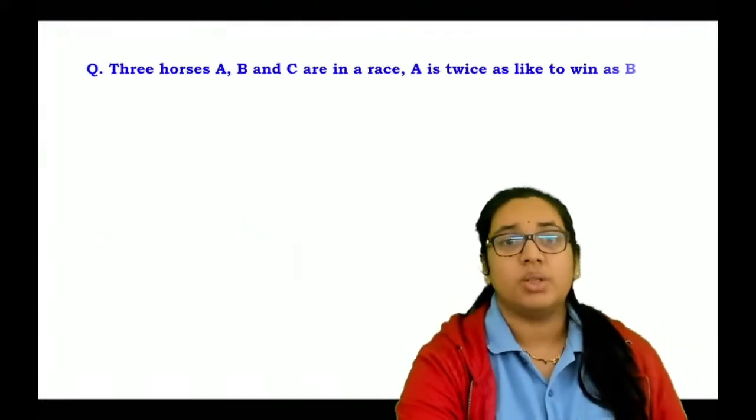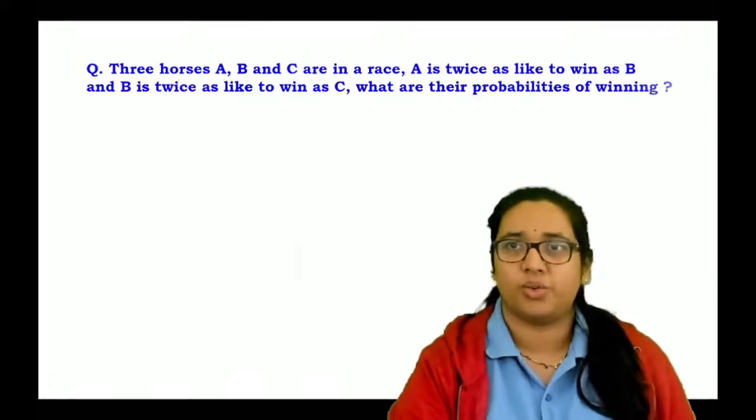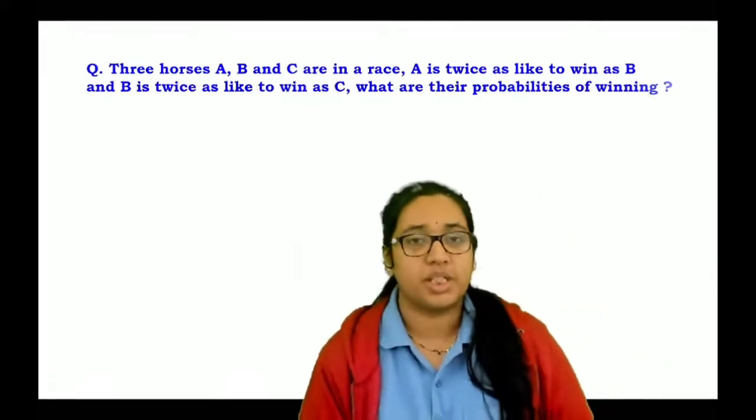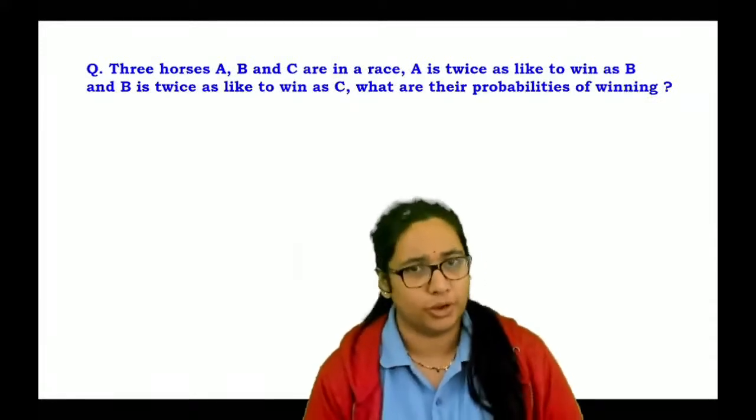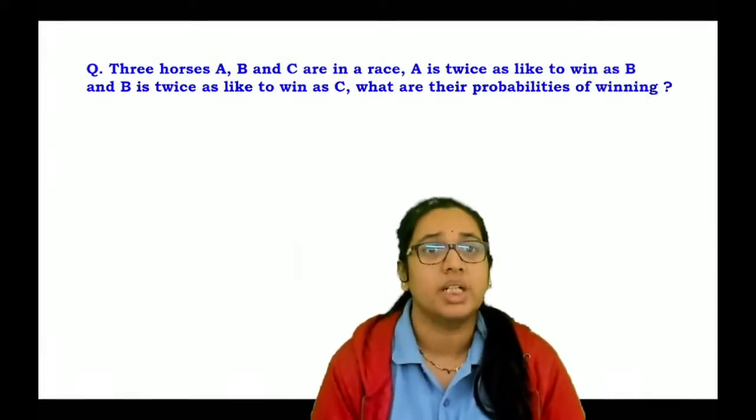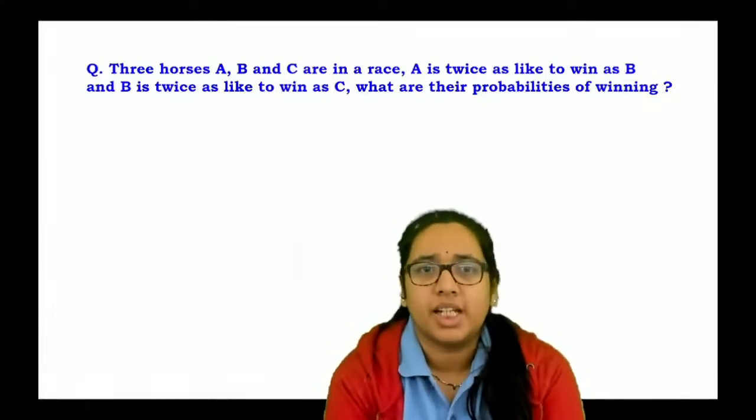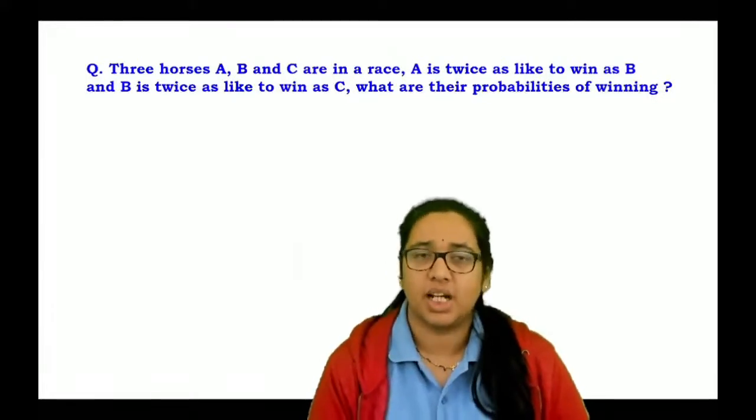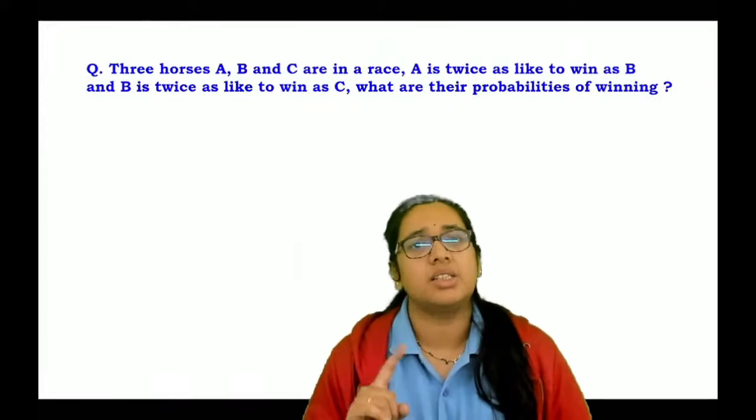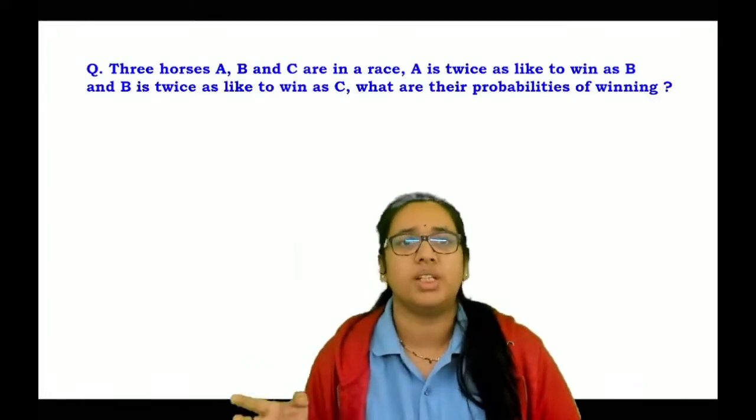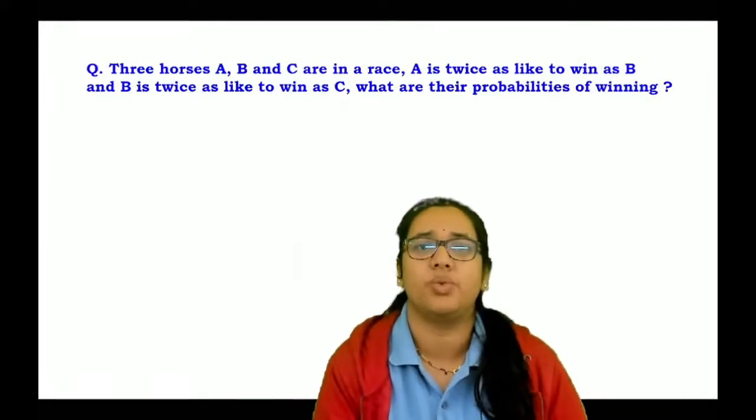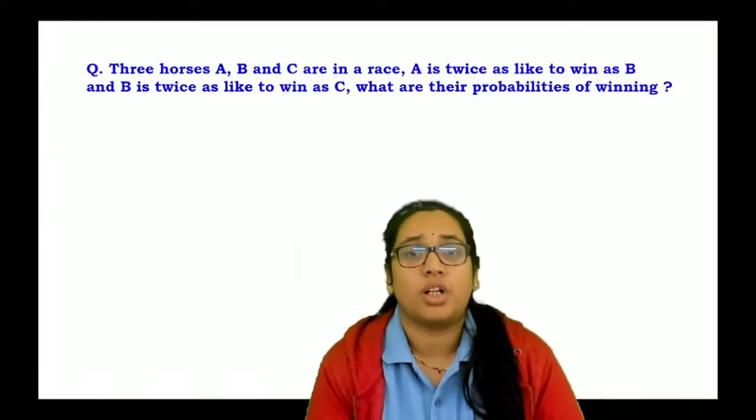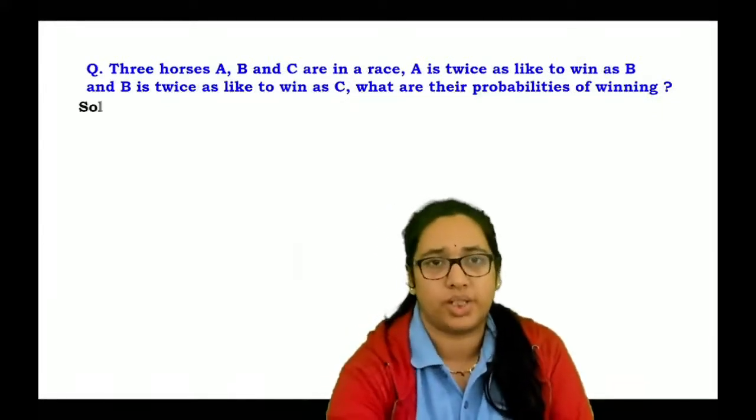Okay. Now, the last question of this chapter. From the next chapter, we are starting with surface area and volume. See, three horses A, B, and C are in a race. A is twice as likely to win as B, and B is twice as likely to win as C. Then, what are their probabilities of winning?